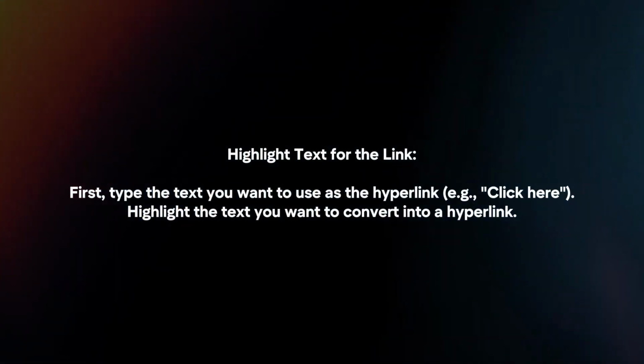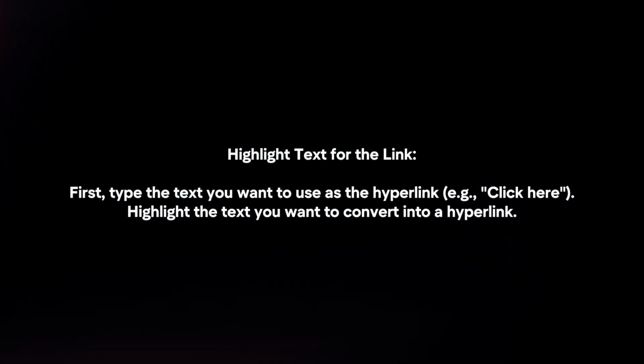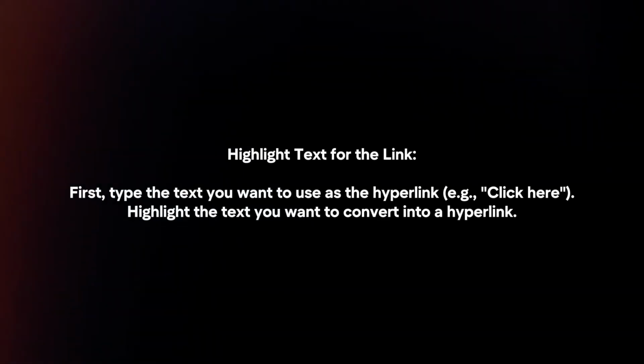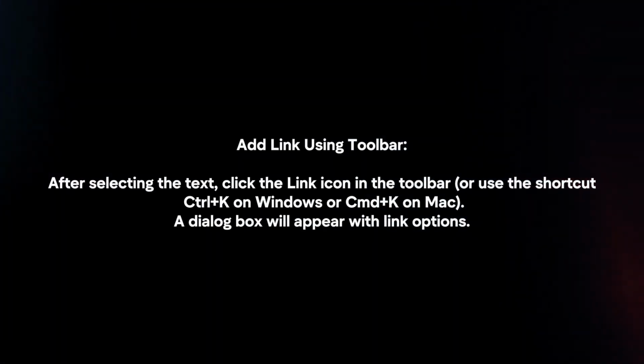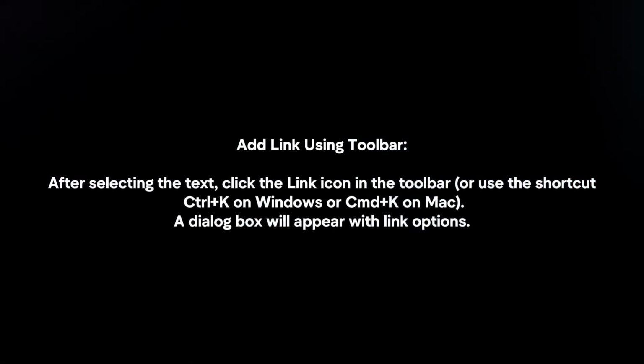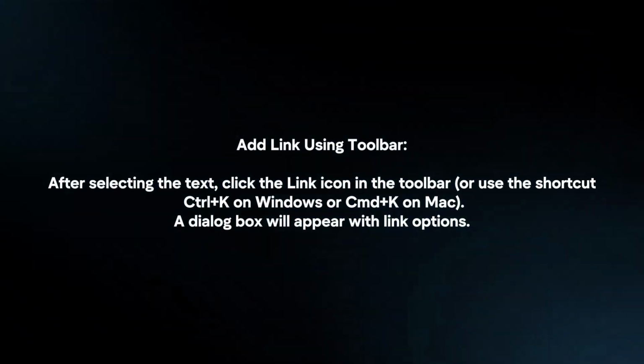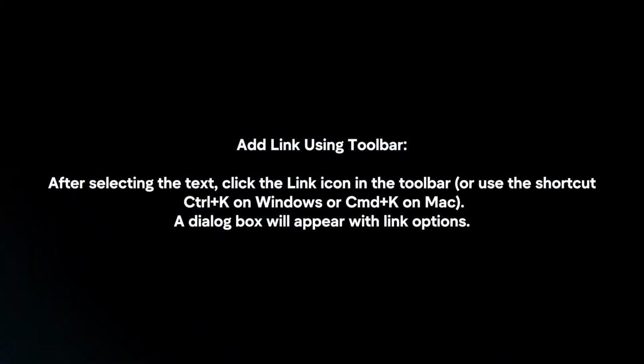First, type the text you want to use as the hyperlink. Highlight the text you want to convert into a hyperlink. Add link using toolbar. After selecting the text, click the link icon in the toolbar. A dialog box will appear with link options.